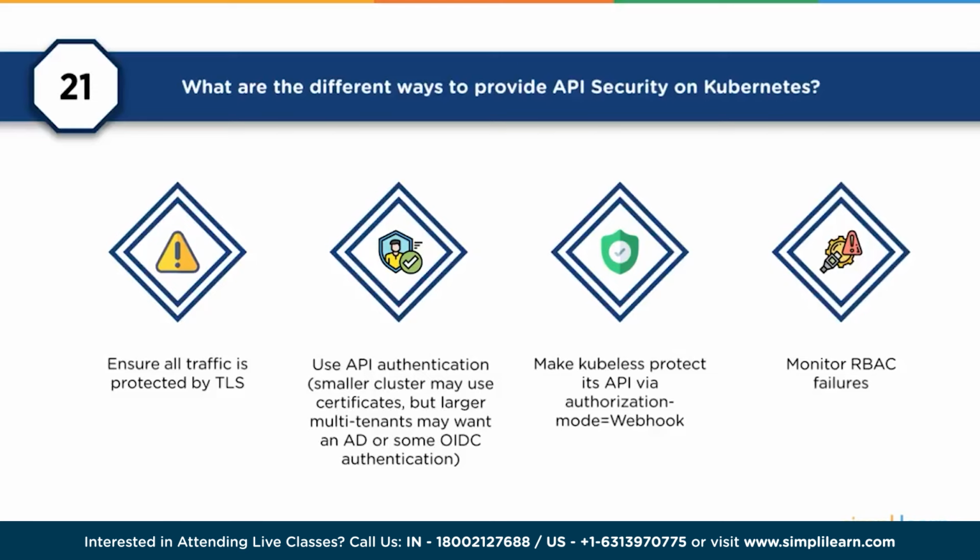What we're going to do now is address some of the key ways in which you can provide API security on Kubernetes, and we have 8 of those. The first is implementing TLS for your security. The second would be API authentication. The third is to make the kubelet protected via the authorization mode equals webhook command. The fourth is to monitor RBAC failures.